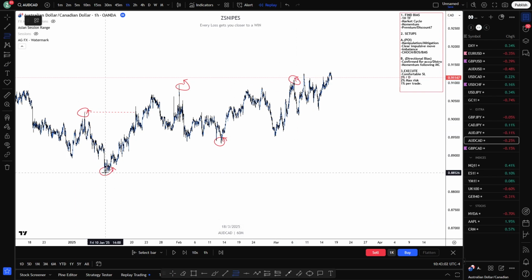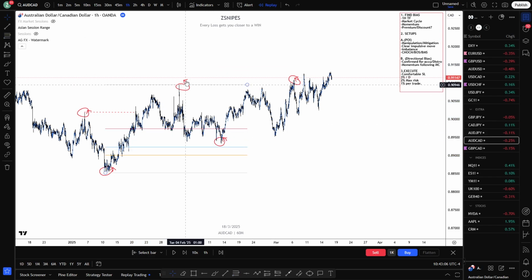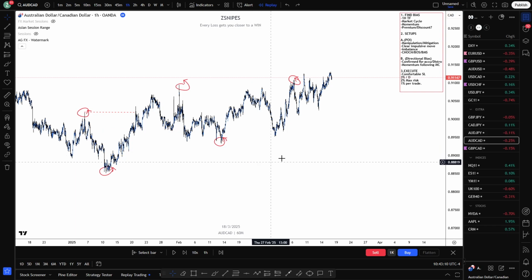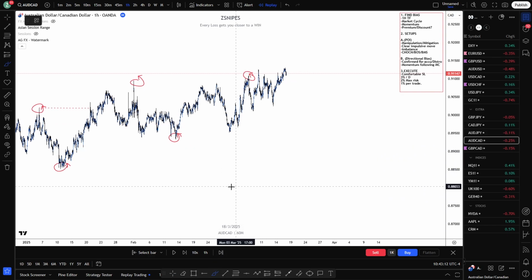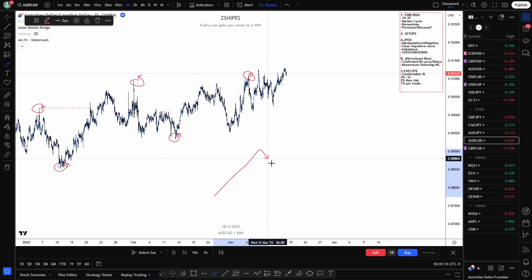Then let's draw our fibs from low to high to the wick. We can see we traded back into 50%. That is a rule of thumb for me if you don't understand structure: from low to high, low to high.